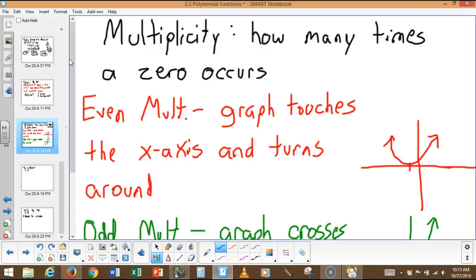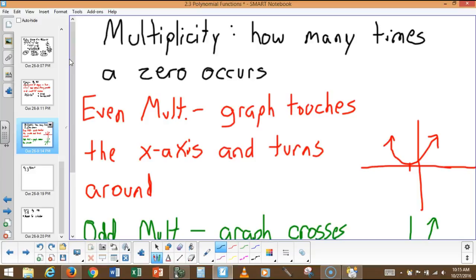Okay, the definition of this is on page 189 at the bottom of the page. There are 2 different conditions we can have for multiplicity. We can have even multiplicity, so that zero is occurring 2 times, 4 times, 6 times. Or we can have an odd multiplicity, and we'll get to that in a little bit.